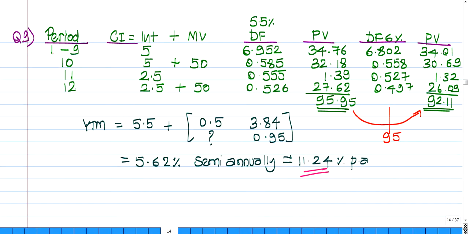So from 1 to 9 periods, 6 years, semi-annual. So how many periods? 12 periods. 6 into 2, 12 periods.